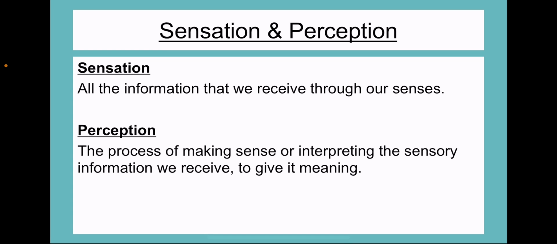Now, making sense of and processing that information is then when it turns into a perception. So perception is the process of making sense of or interpreting these sensations to give them some meaning. So sensation is all the information that comes in through our senses, and perception is the process when the brain processes, interprets and makes sense of these sensations.